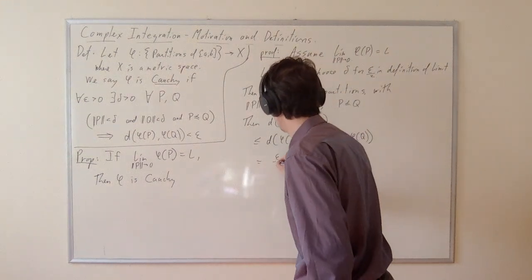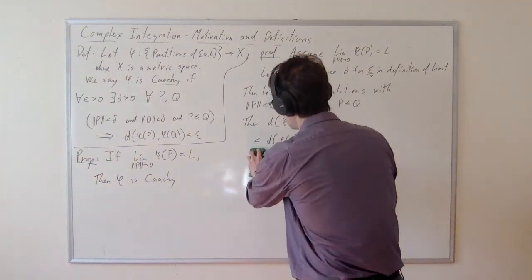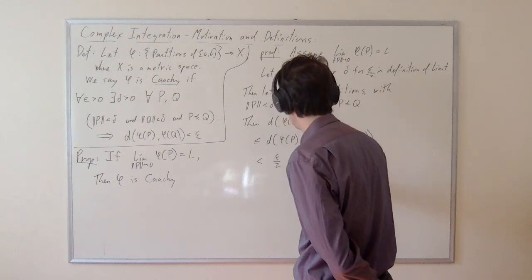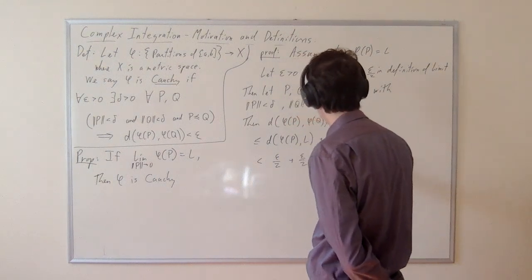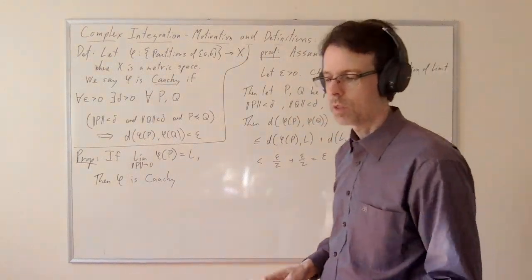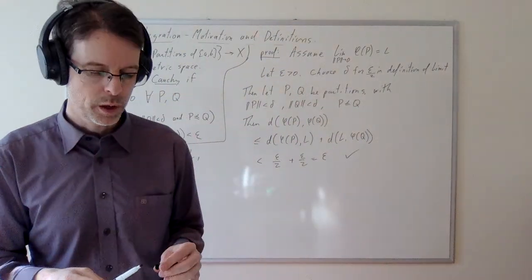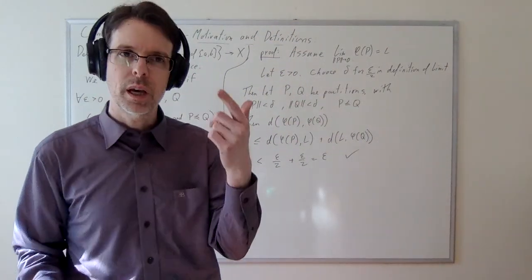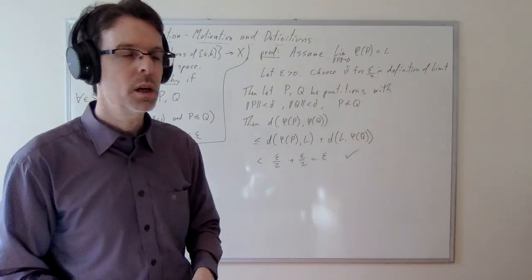And that's epsilon over 2. That's less than epsilon over 2 plus epsilon over 2, which is epsilon. And so this establishes that the sequence is Cauchy. This is exactly the same proof we give for sequences. In fact, I keep saying sequence, but I should say this: the function phi is Cauchy.